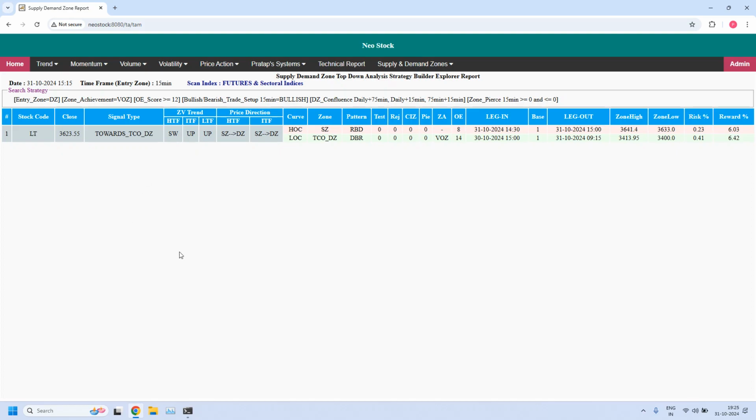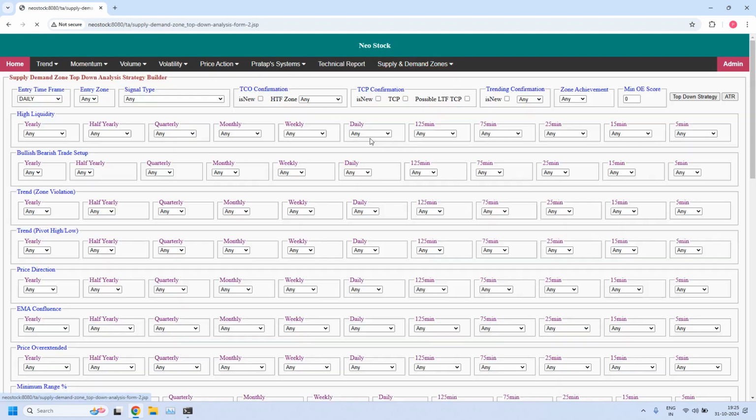Okay, next let us look for bearish trade setup for daily income trade. Entry time frame for daily income trade is 15 minutes. For a bearish trade setup, entry zone, supply zone. In bullish or bearish trade setup at 15 minutes, I am selecting bearish.